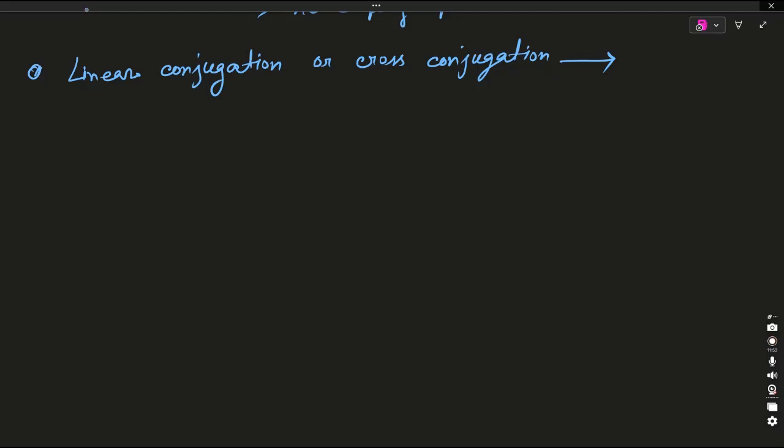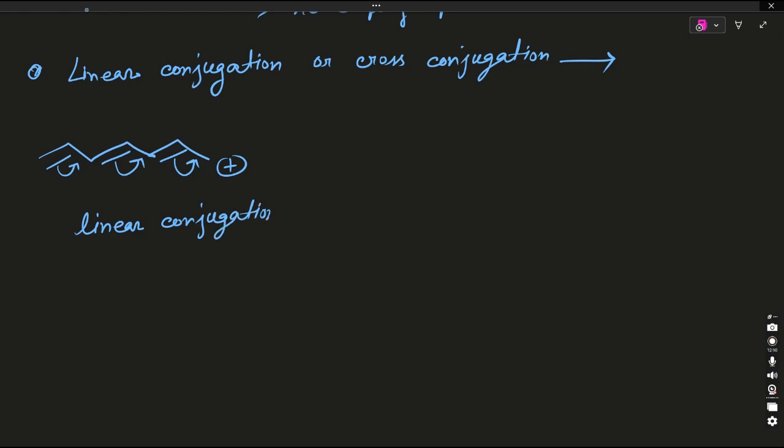Now let us consider a compound like this. So the conjugation is like this. Now this is called linear conjugation. This is also called one directional conjugation.